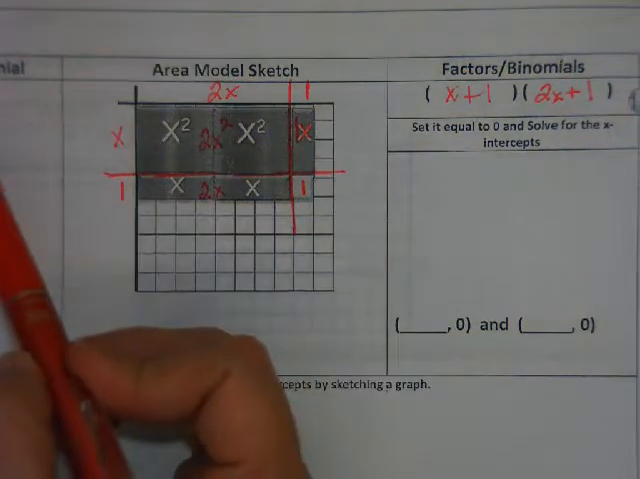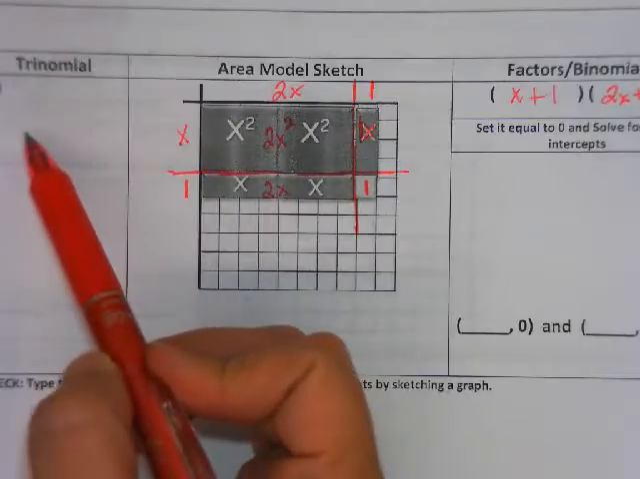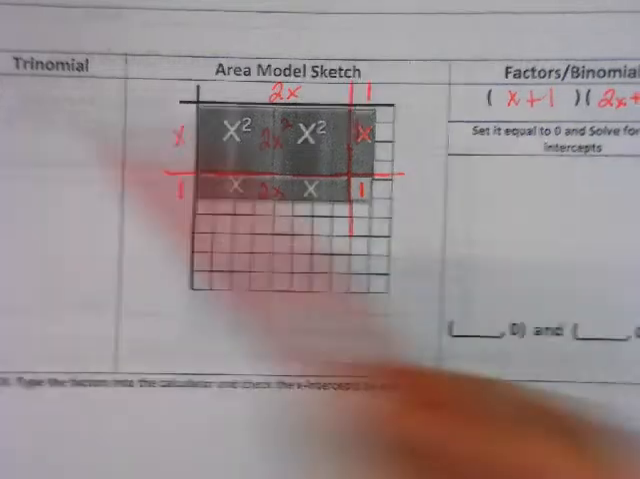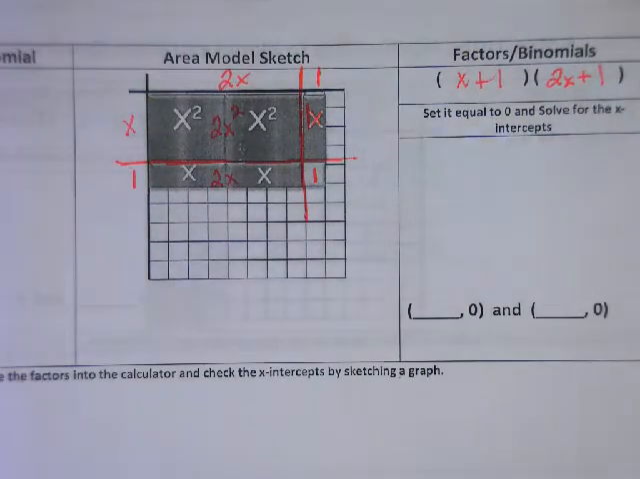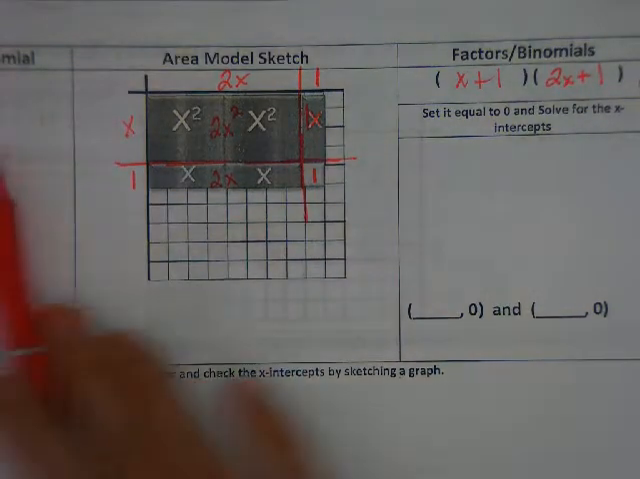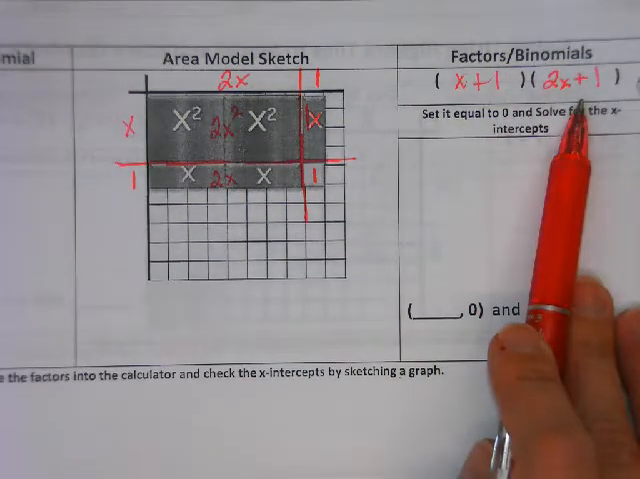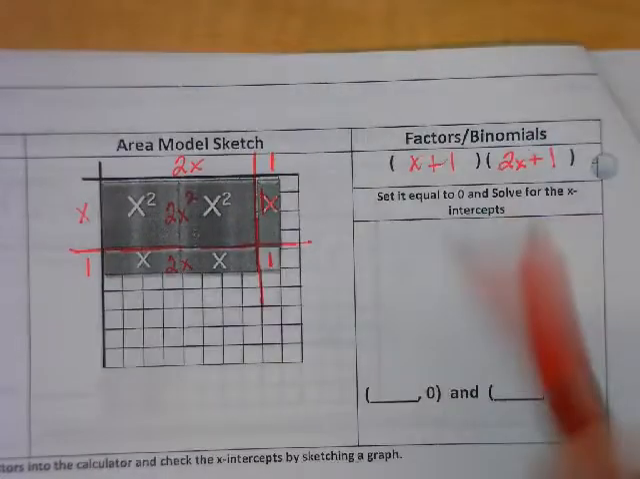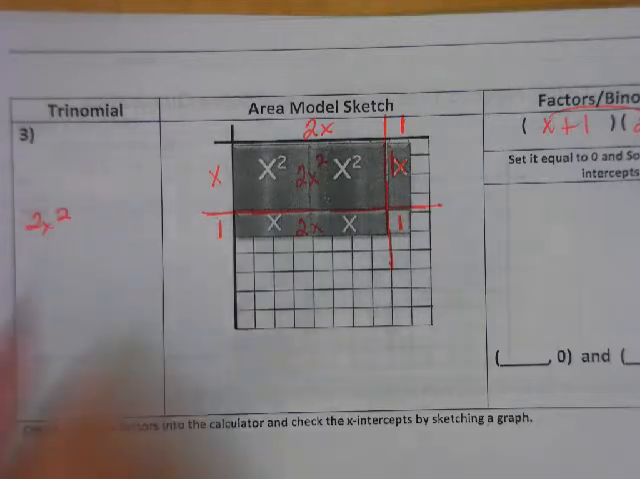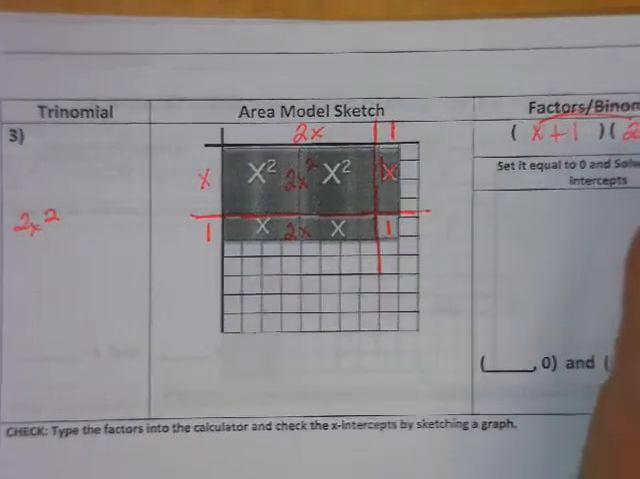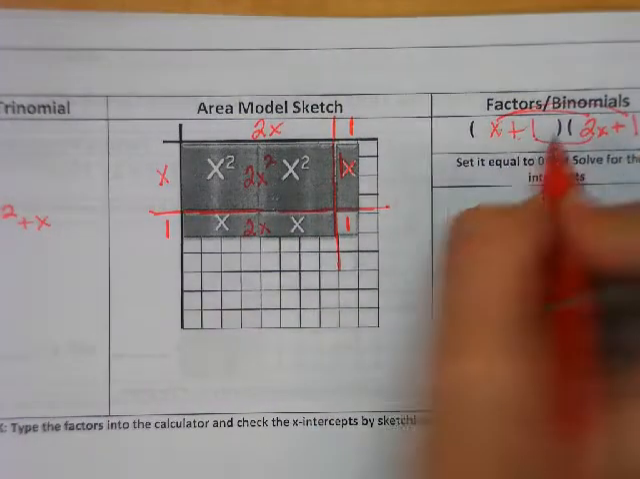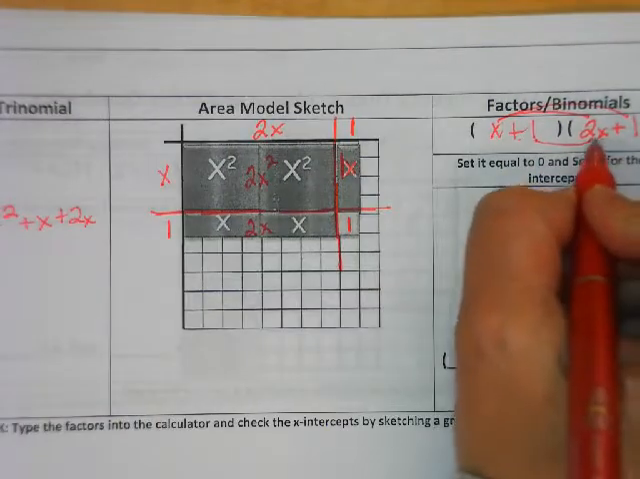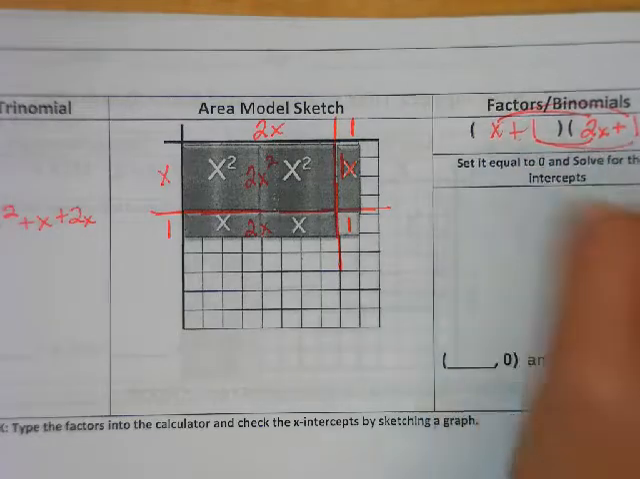What about, so what is my trinomial? When we talk about our trinomial, you can do this a couple of ways. You can FOIL this. We can say x times 2x is 2x squared. We can say x times 1 is x. We can say 2x times 1 is 2x. And 1 times 1 is 1.